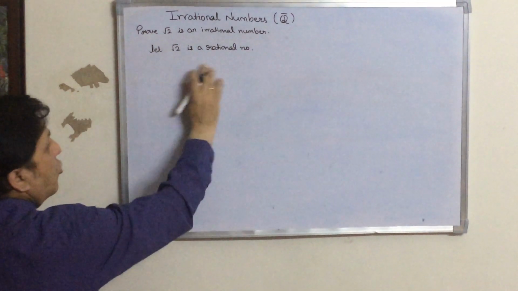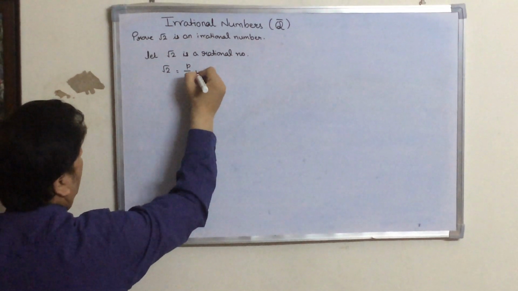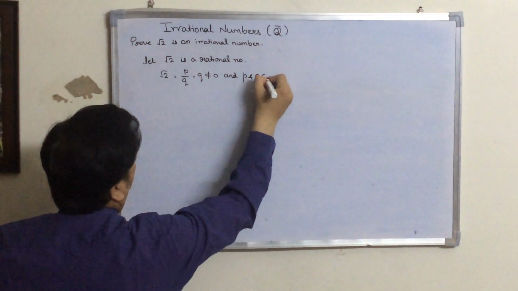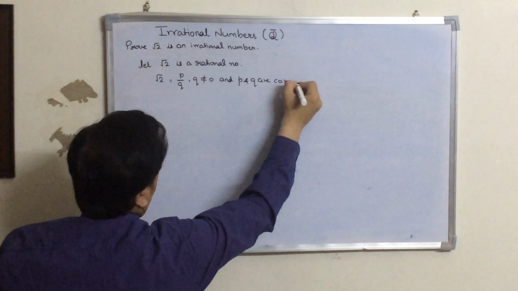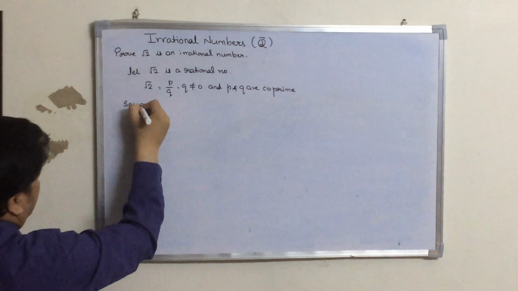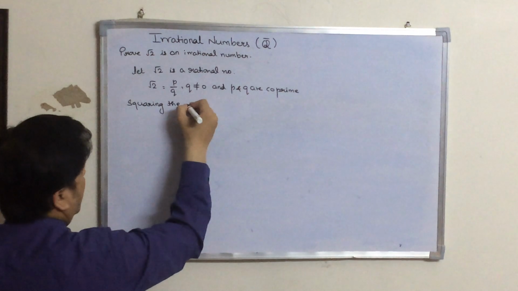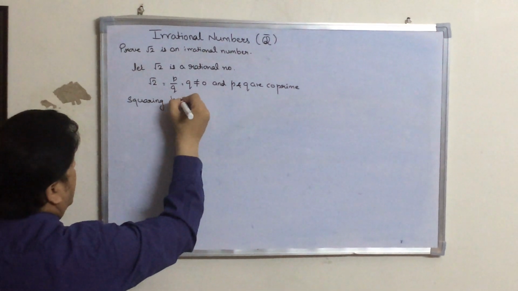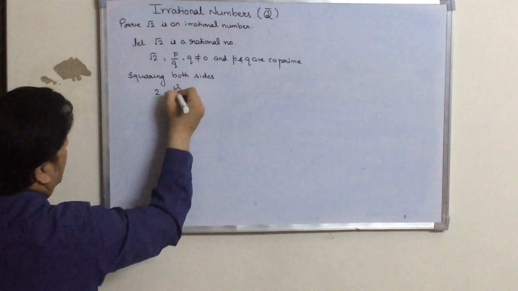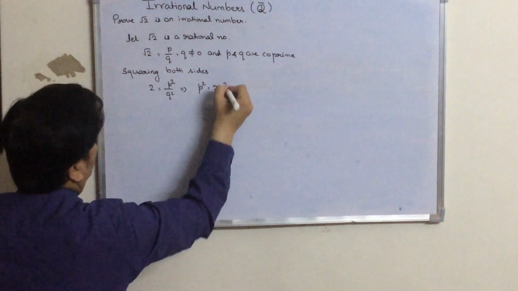So I'm assuming that under root 2 is a rational number. So a rational number can be written as P upon Q, where Q should not be 0 and P and Q are co-prime. That is, they do not have any common factor except 1. Now squaring both the sides, and this is the method that we will be using for all such type of questions, squaring both sides. We get 2 is equal to P square upon Q square. This can be written as P square is equal to 2Q square.